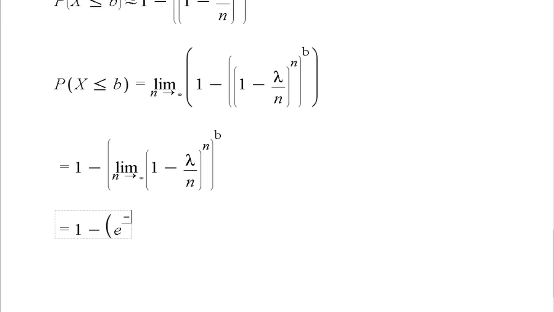To the power of b. Okay, because that limit again is e to the minus lambda. Well, then that just means that this probability is 1 minus e to the power of minus lambda b.